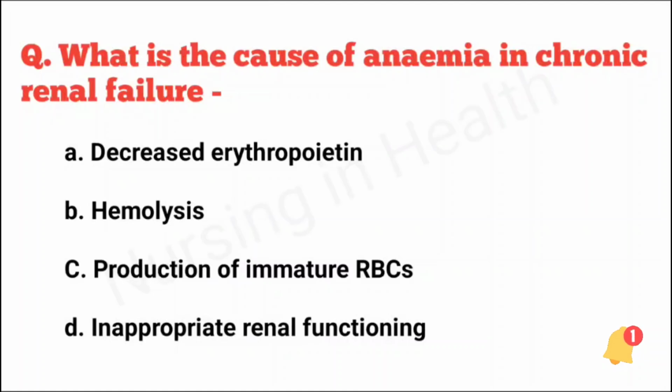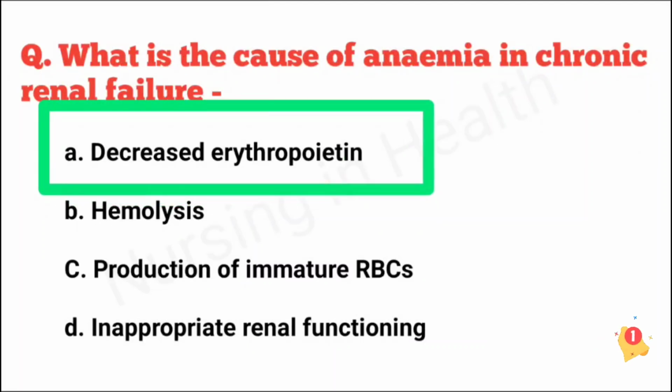What is the cause of anemia in chronic renal failure? Decreased erythropoietin, hemolysis, production of immature RBCs, inappropriate renal functioning. Right answer option A. Decreased erythropoietin.